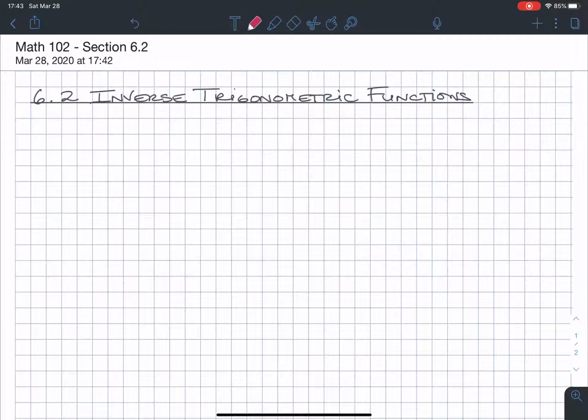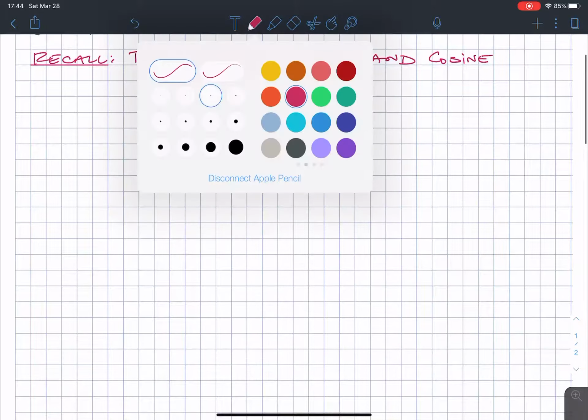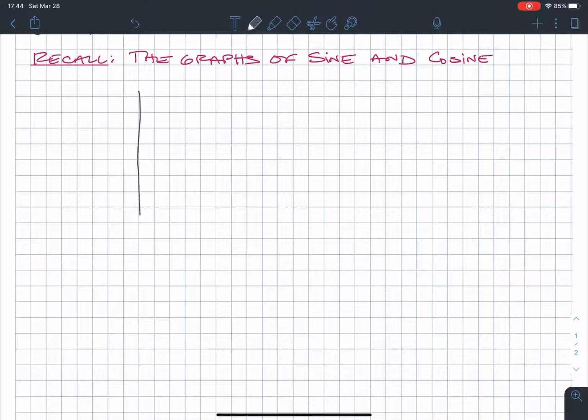Okay, so let's recall the graphs of sine and cosine. So x and y coordinate axes. In this case, I'm going to use x as my argument, my angle, just to make things easier instead of theta and f of theta.